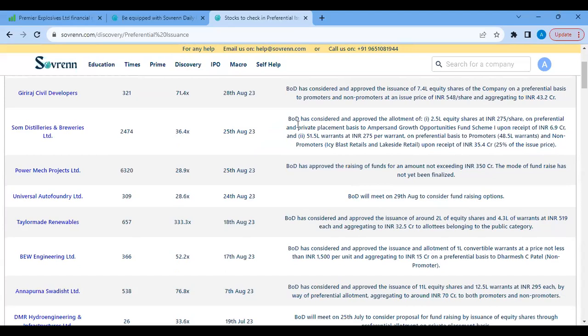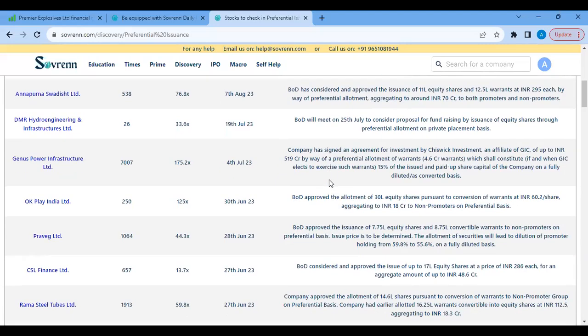Which company will have a board meeting on 29th August to raise funding? Krishna Bhai has answered it correctly, and Divya ji also. The answer is Universal Auto Foundry.